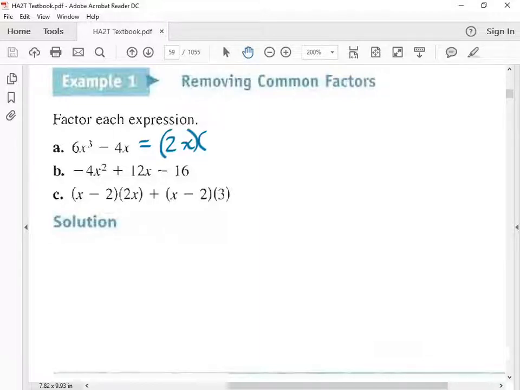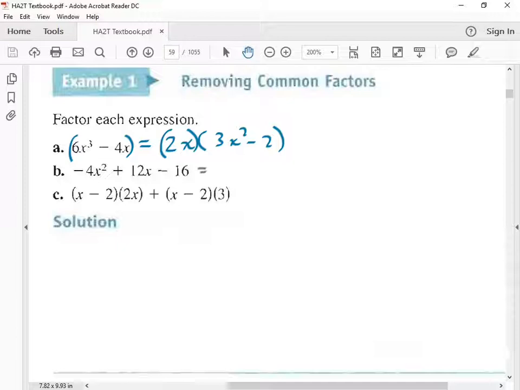So 2x is one of my factors, and now I take a 2x out of each of these. I get 3x squared, and I get a minus, and then what is that going to be? 2? Yes. So this right here is the factored form of this guy, because I took out the greatest common factor. All right, let's look at the next one.